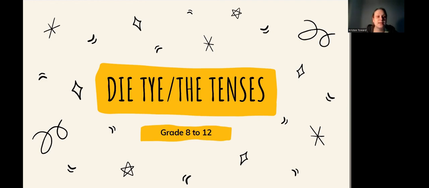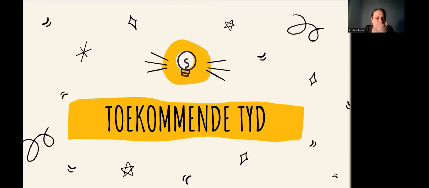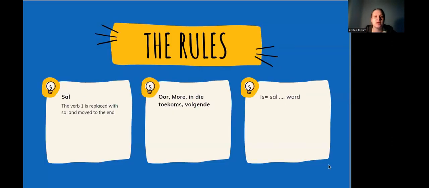Today we're going to be talking about the vorige tyd en die toekomende tyd. So your toekomende tyd is your future tense, your teenwoordige tyd is your present tense. Okay. So if we look at our toekomende tyd, our future tense, there are three main rules that I'd like to point out. So we get our sal. So the verb one is replaced with sal and move to the end.